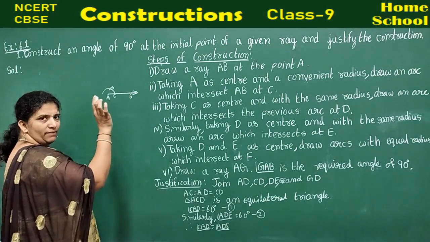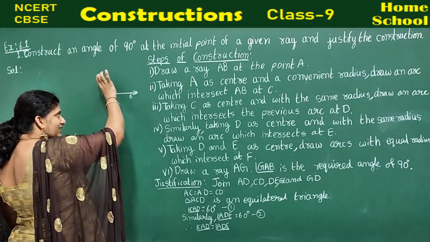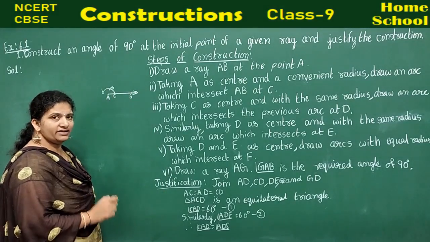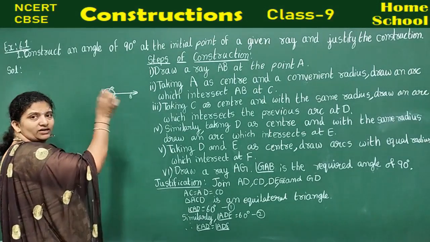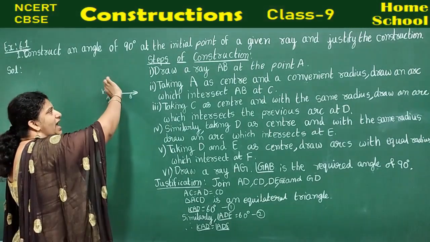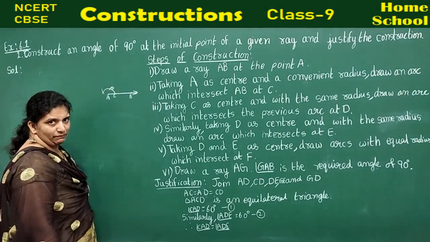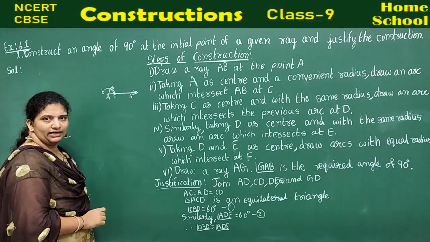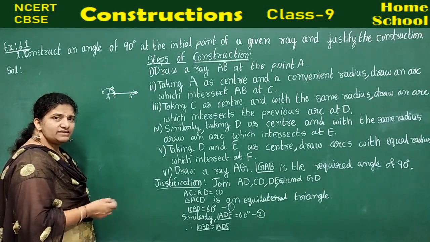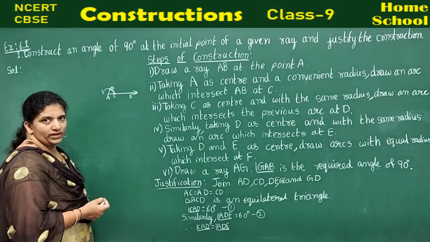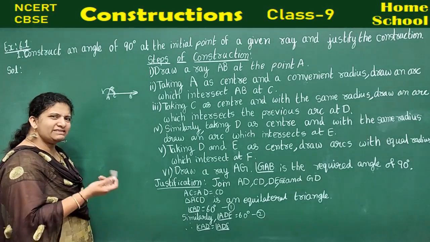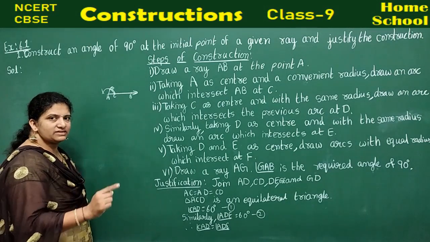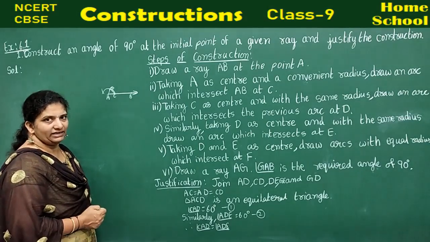Now again lift your compass, put the point D as a center, and do one more arc. Now try to understand here, children: when I take the compass, this radius and this radius will be the same. If I try to join, I get an equilateral triangle. In an equilateral triangle, all sides are equal, all angles are equal. All angles equal means each angle is how much? 60 degrees. Yes or no? 60 plus 60 plus 60 will be 180 degrees.